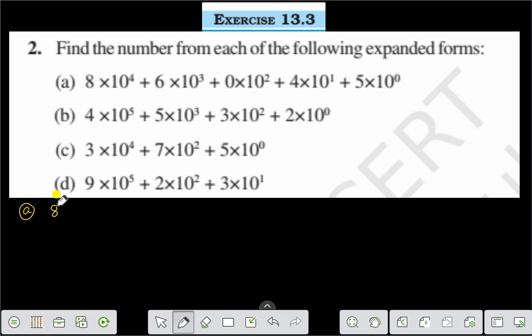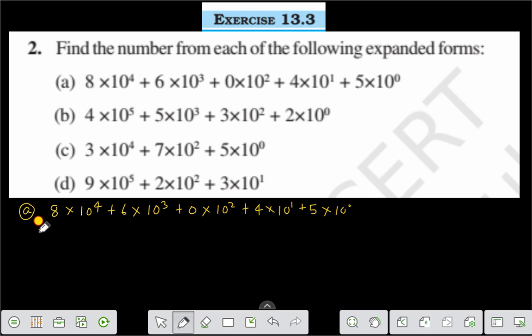8 into 10 to the power 4 plus 6 into 10 to the power 3 plus 0 into 10 to the power 2 plus 4 into 10 to the power 1 plus 5 into 10 to the power 0.